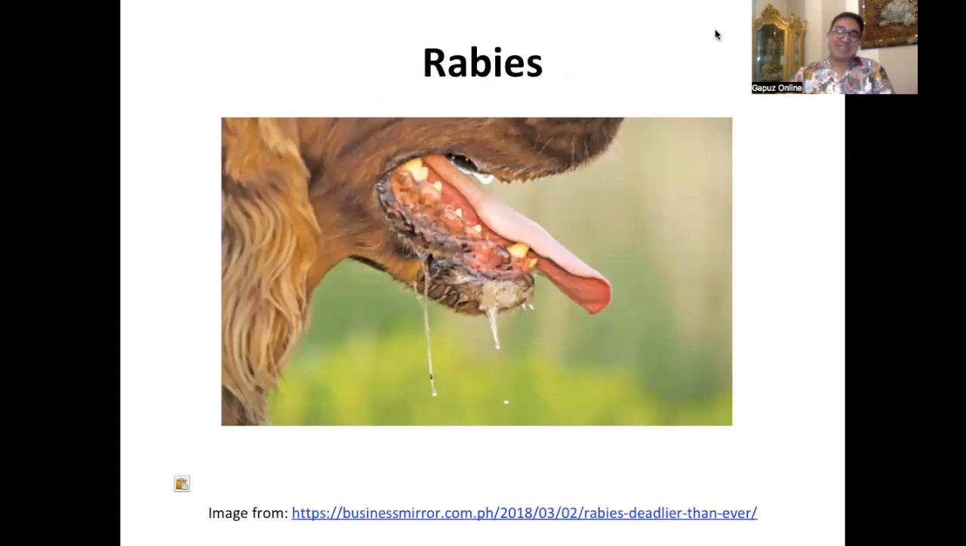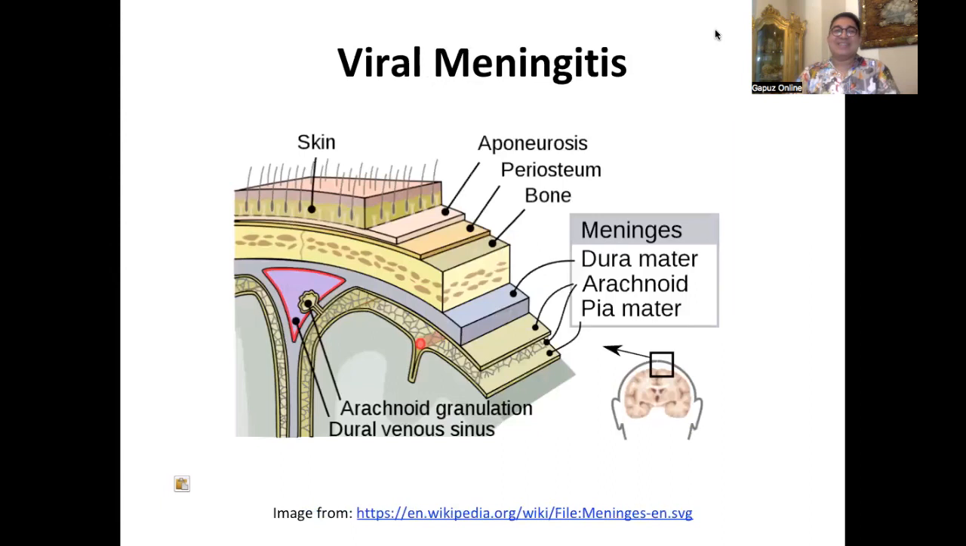Next, rabies. This is associated with bites of animals like cats, dogs, bats, and even your raccoon bite. Now, the first priority would definitely be to clean the wound with soap and water and then give immune globulin.